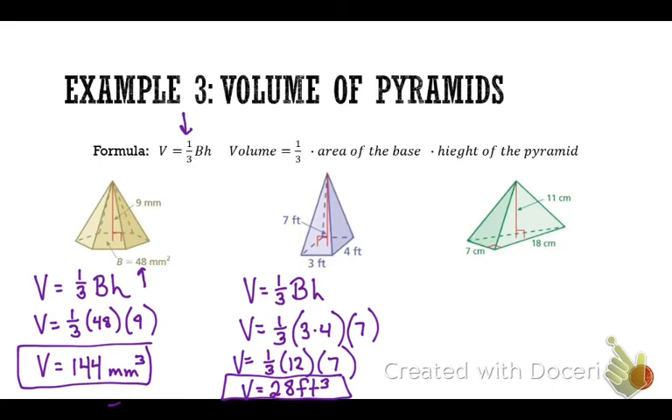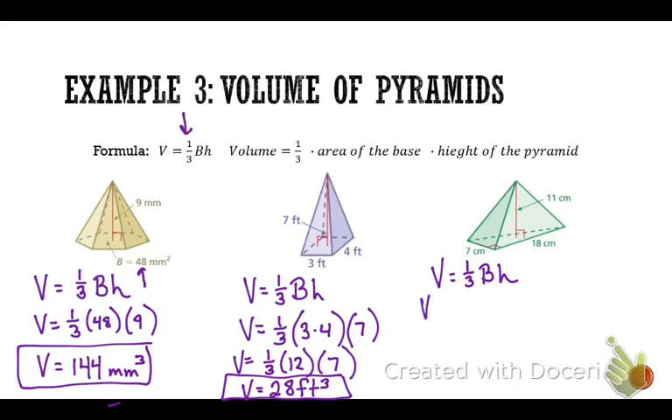See if you can do the last one. The area of my base is different because, what kind of, I almost said it. What kind of pyramid is this? It is a triangle. So calculate the area of your base, but it's a triangle, and then multiply it by the height of your pyramid.